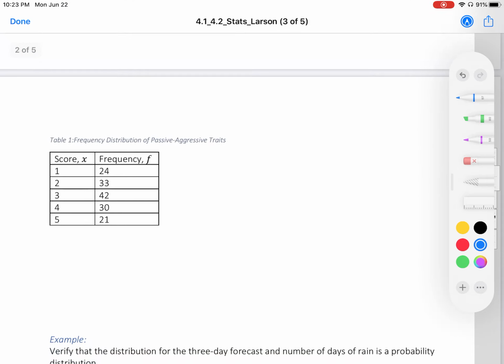All right, so we have a score and a frequency. Our hope is to build a chart with these scores, 1 through 5, and attach a probability to each one. According to our instructions, I need to start by finding the sum so that I can find the relative frequency. If we add 24, 33, 42, 30, and 21, we get a total sum of 150.